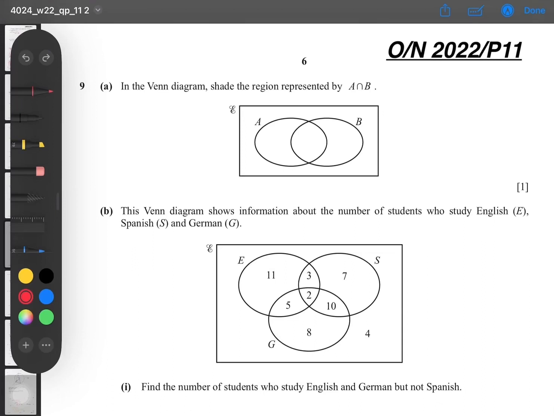Question number 9, Part A. In the Venn diagram, shade the region represented by A intersection B. A intersection B means we have to shade the common part of A and B. So this is actually the part we have to shade.